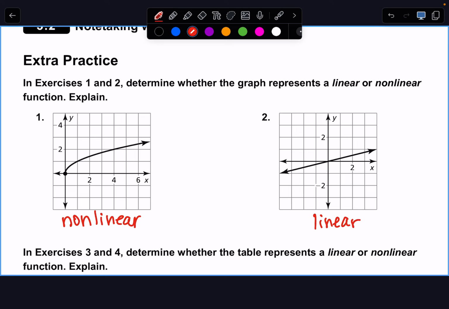Non-linear means the line is not linear. And you said parabola? So a parabola is just one type of nonlinear equation. We have lots of them. Is that your question? Okay. So a parabola, which we'll talk about second semester, is like y equals x squared.